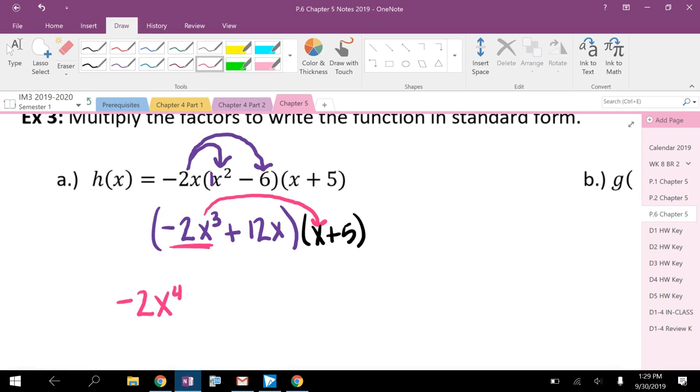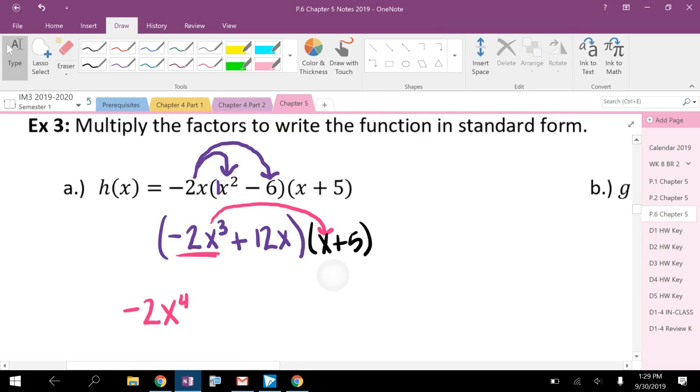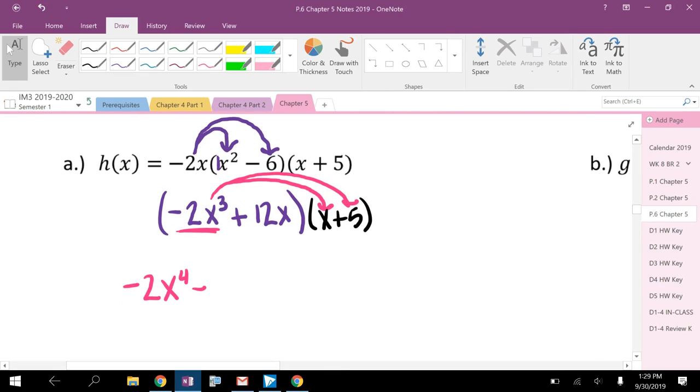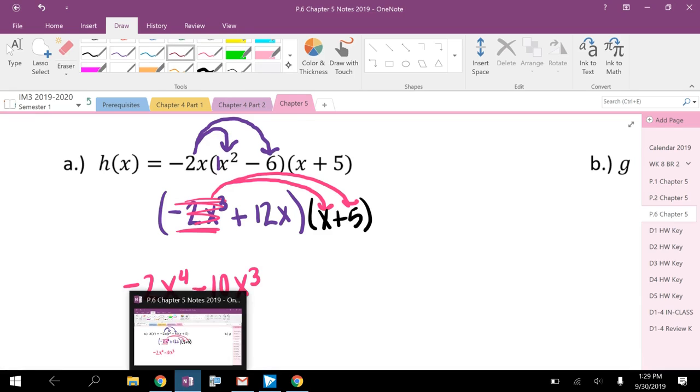Do it one more time with this guy. Negative 2x cubed times a positive 5. Negative 10x cubed. Very good. Negative 10x cubed. That guy's done. Now remember, when you're distributing, you're taking one piece, multiplying it to everything over here. Then we're going to take the other piece and do the same thing. So that guy's done. You can cross him out if you want to. Some people do that. I've done that in high school. Don't do it on your notes, though, because I want you to forget which part you did.